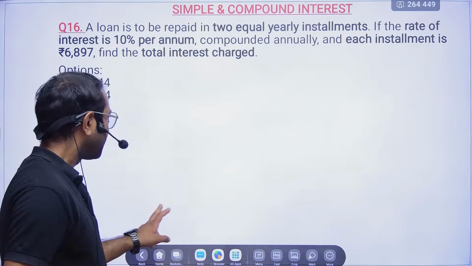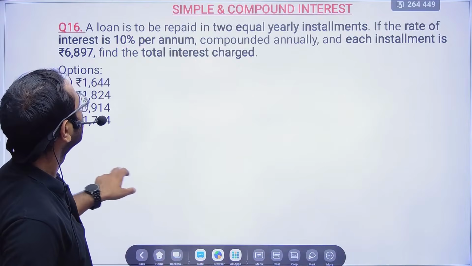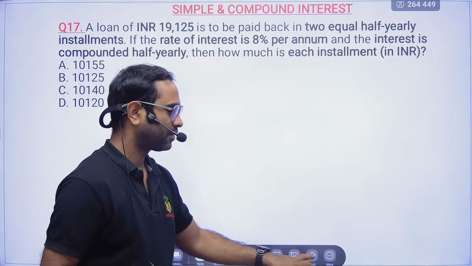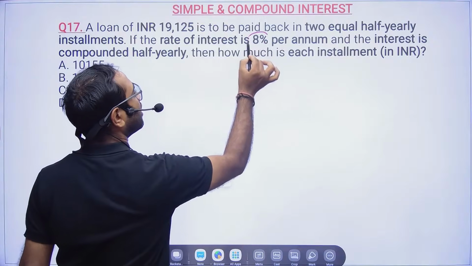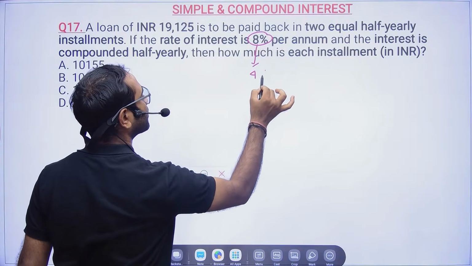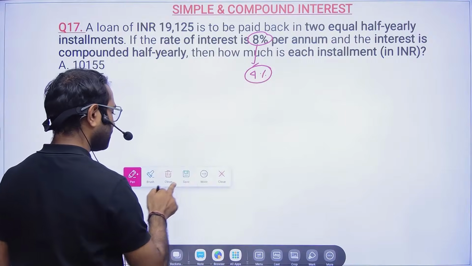Okay, so next is question number 17. See, they're telling half yearly. If they're telling half yearly, it means you make this 8% to 4%. That's all. Remaining things will be same.